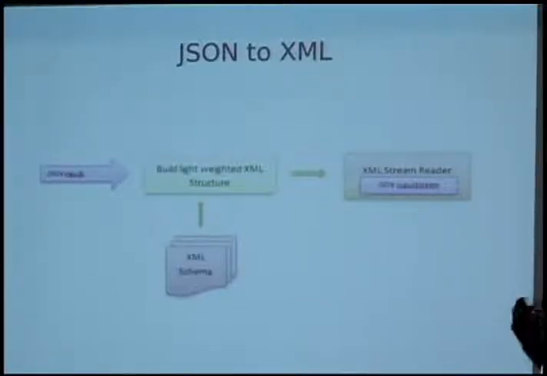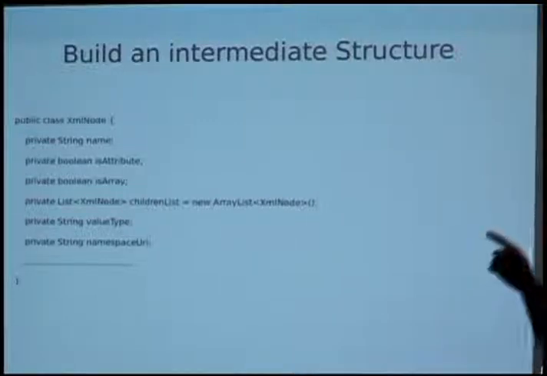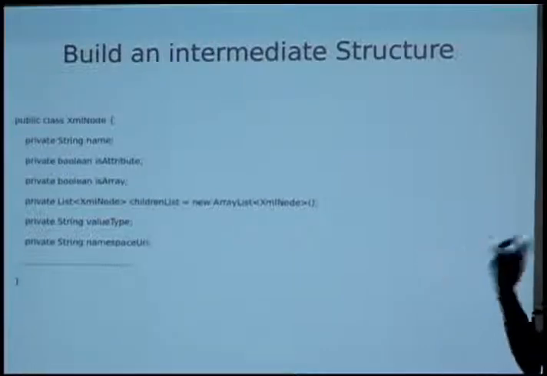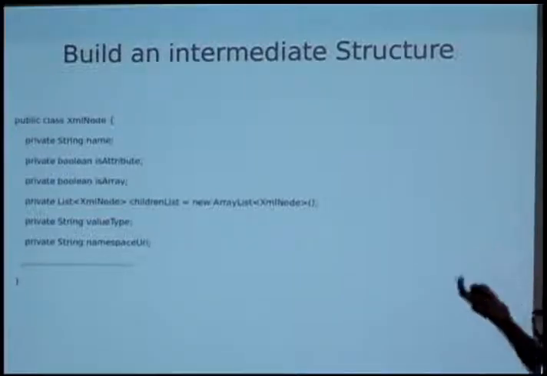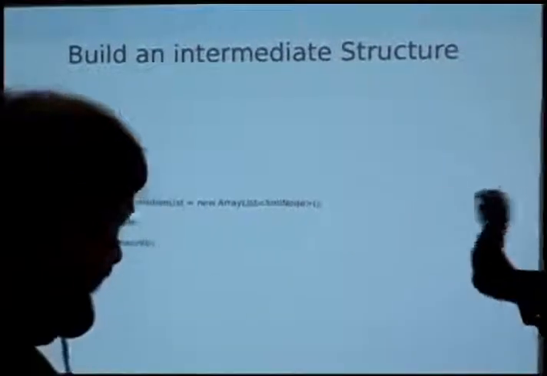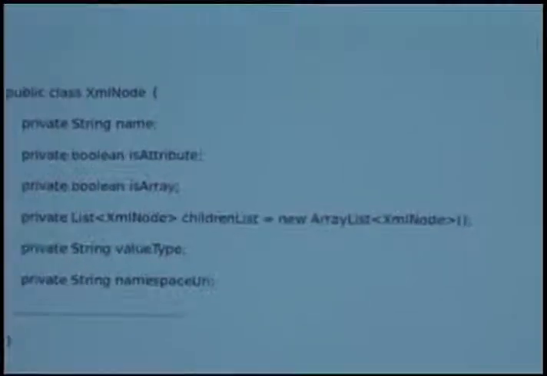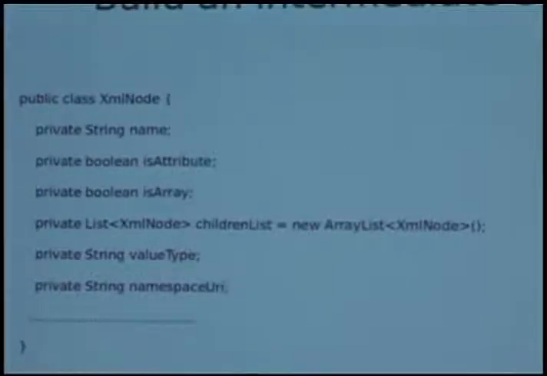Without loading the whole schema into memory, we build a lightweight structure. What we need is the name of the element, whether it's an attribute or not, whether it's an array or not, the type of the value, and the namespace URI. The child list means that if it is a complex type, there may be child elements also. So we need to keep track of the structure of the XML using this intermediate structure.